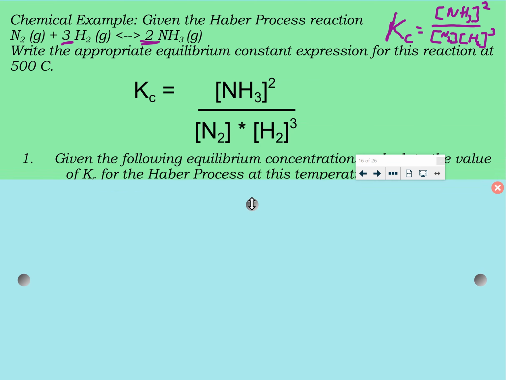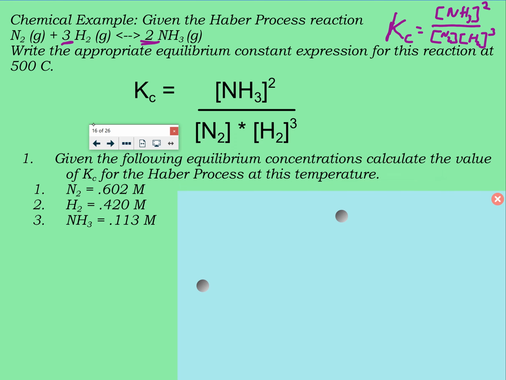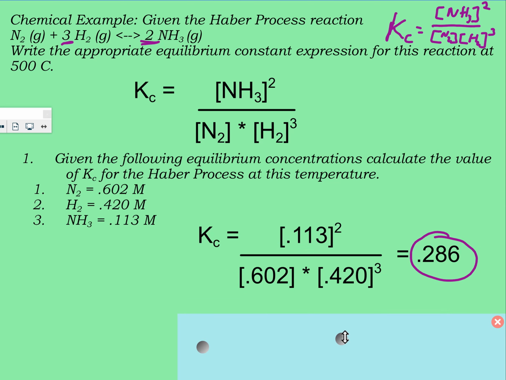They gave us the concentrations. So since we know that these values are at equilibrium, we can plug them into the K equation up here, and we get out a number, and that will be the correct number for our equilibrium expression. So plug in 0.114 for NH3 squared divided by 0.602 and also divide by 0.420 to the third.